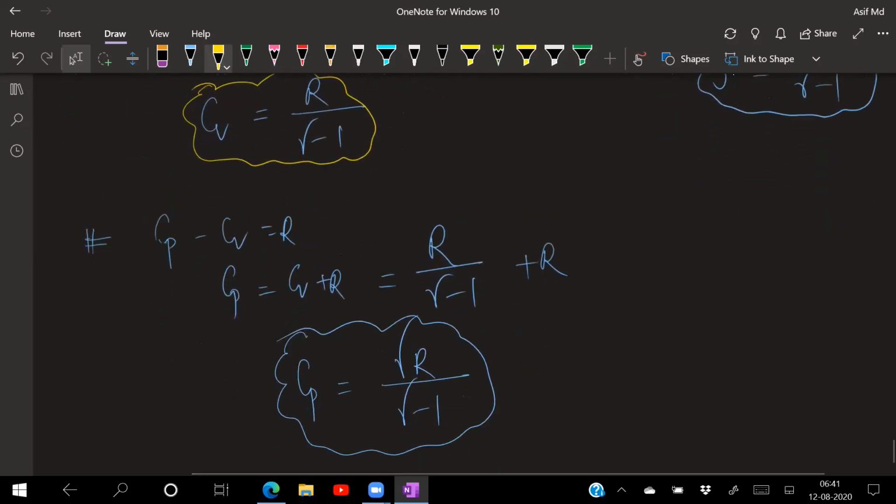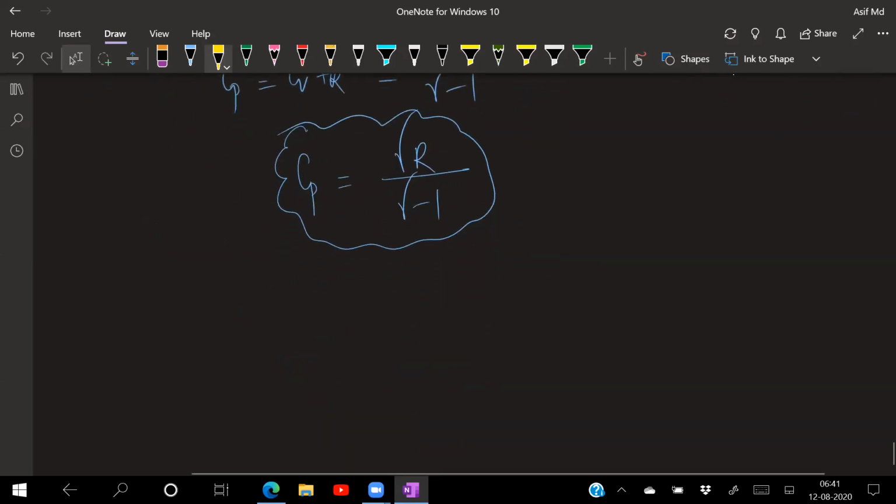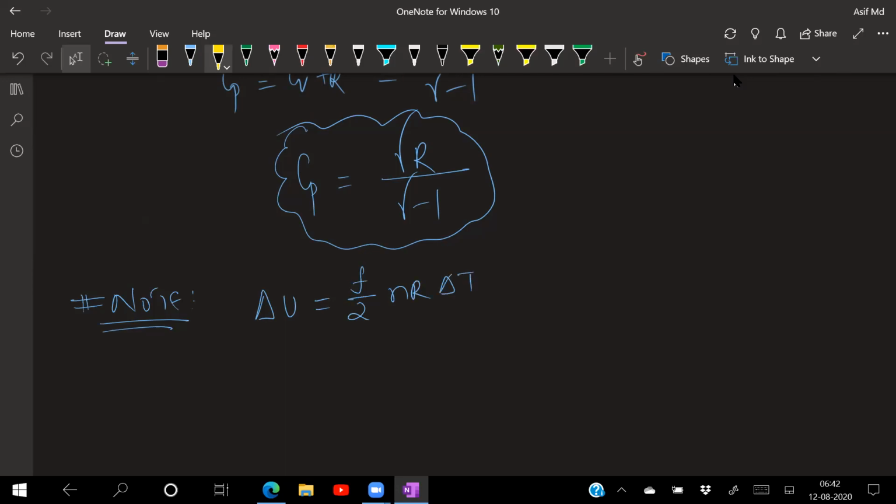CV in terms of gamma is R by gamma minus 1. CP in terms of gamma is gamma into R by gamma minus 1. And one more very important point you need to keep in mind: whenever you do problems related to this, this always comes to mind. Internal energy is always given by the formula delta U is equal to F by 2 into N into R into delta T.